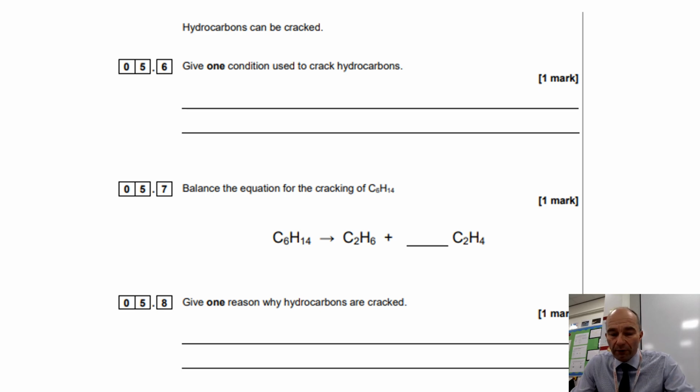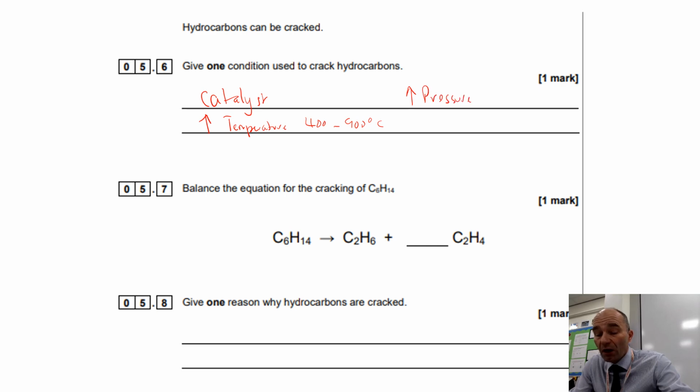Okay, so now we're looking at cracking. 5.6. Give one condition that could be used to crack hydrocarbons. Generally with most kind of reactions, if in doubt, always go for a catalyst and a high temperature. If you said either of those two things, a catalyst and a high temperature, you would get the mark. When we talk about a high temperature, we're talking somewhere between 400 and 900 degrees centigrade, but just saying a high temperature is suitable. The other acceptable answer here would be increased pressure, and that leads to the breaking up of our hydrocarbon.